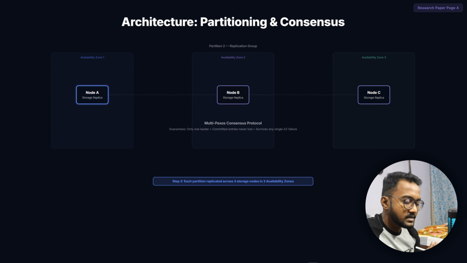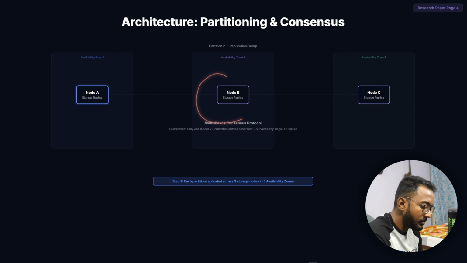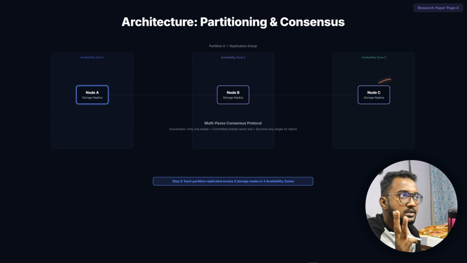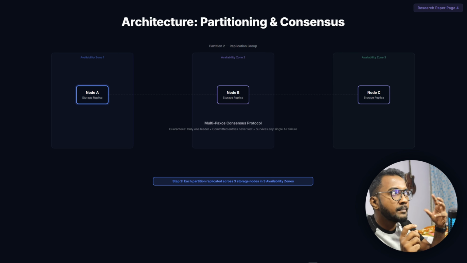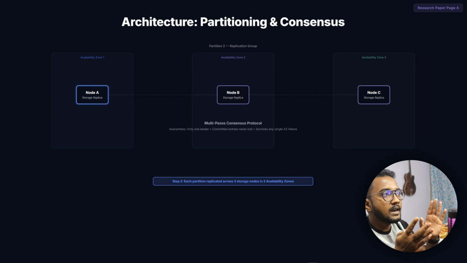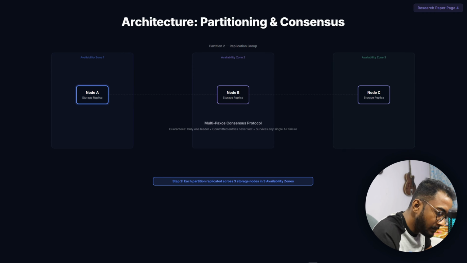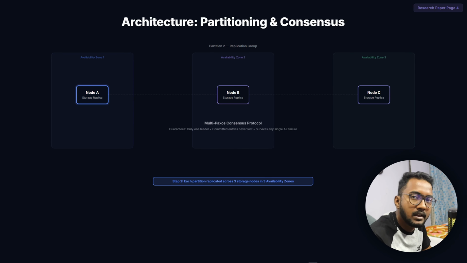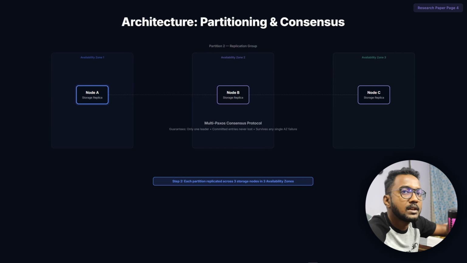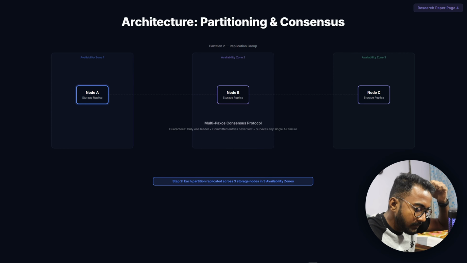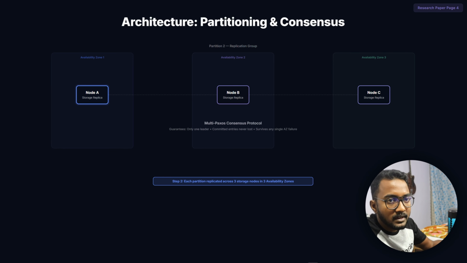Let's deep dive further into how consensus and partitioning actually work. Each partition is basically, let's say, node A, node B, and node C. They are copied into 3 storage nodes in 3 availability zones. These copies are a replication group, so they run multi-Paxos. And now it gives us 3 guarantees that we actually need. First of all, a committed log: the entry will never be lost, because there are 3 replicas.